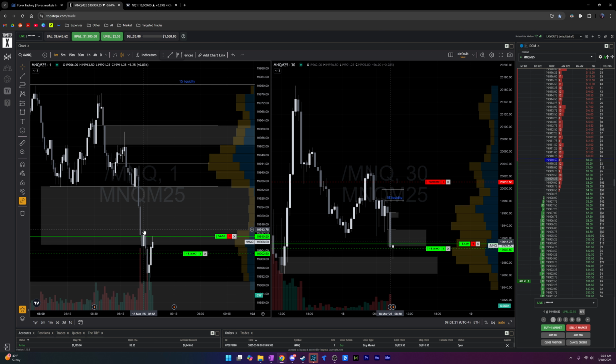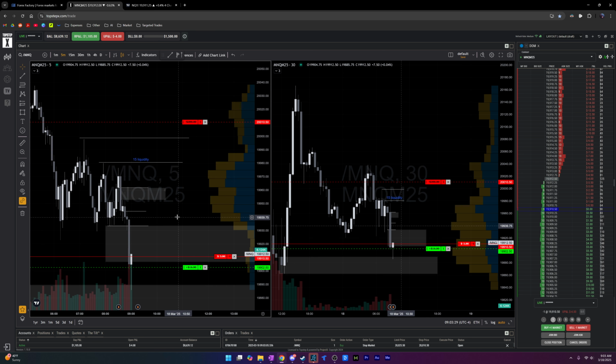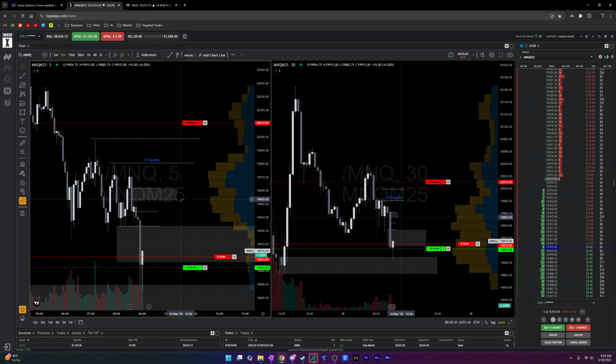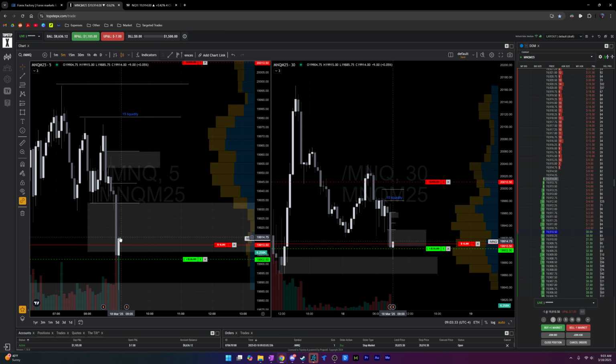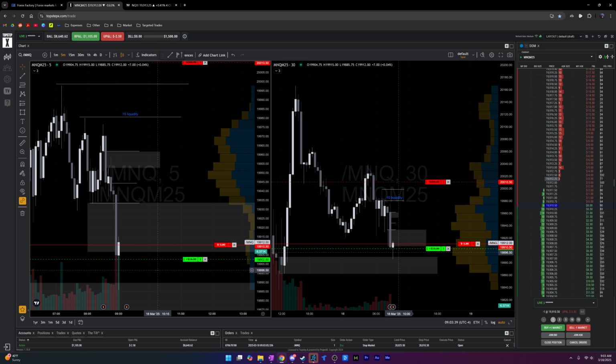As long as we don't start closing above here, I would hold this. Let's check the 5 minute. 5 minute closes in 2 minutes. This 5 minute closes like this. I will aim to either get out and break even or near the open. Let's see.